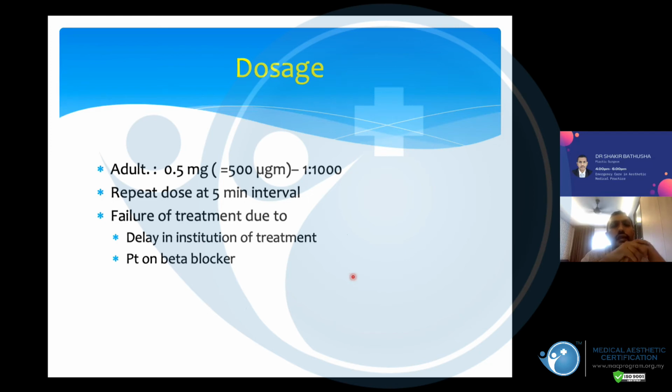Again, 0.5 milligram, 1 in 1,000 dilution. You can repeat every 5 minutes. As I mentioned, you may have treatment failure with adrenaline or epinephrine if the patient is on beta blockers, because these are both alpha and beta adrenergic receptor agonists. So you've got a beta blocker sitting in the receptor, so it only functions at the alpha subunit, whereas the beta subunit has no effect.